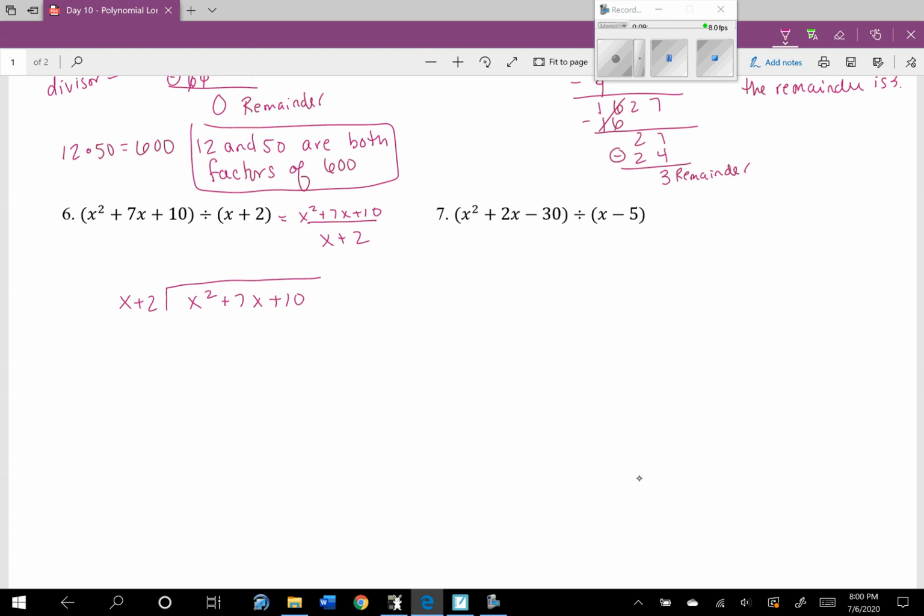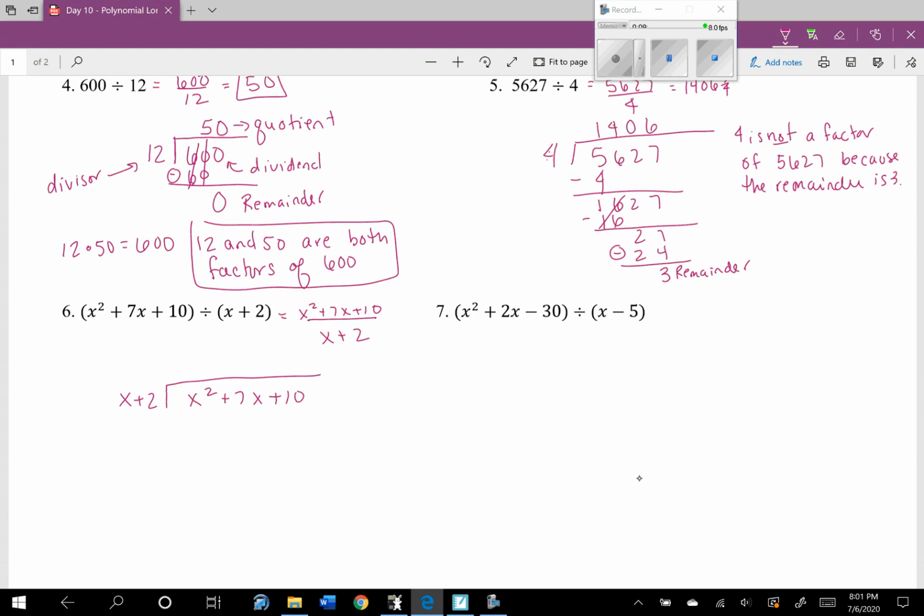So for this, the first thing you want to do is look at, just like up here, how many times we said, how many times did 12 go into 6? And then we said it didn't, so how many times did 12 go into 60? And over here we said, how many times does 4 go into the 5? So same thing, how many times, and there's two terms here, but you start with the first term. So how many times does x go into x squared?